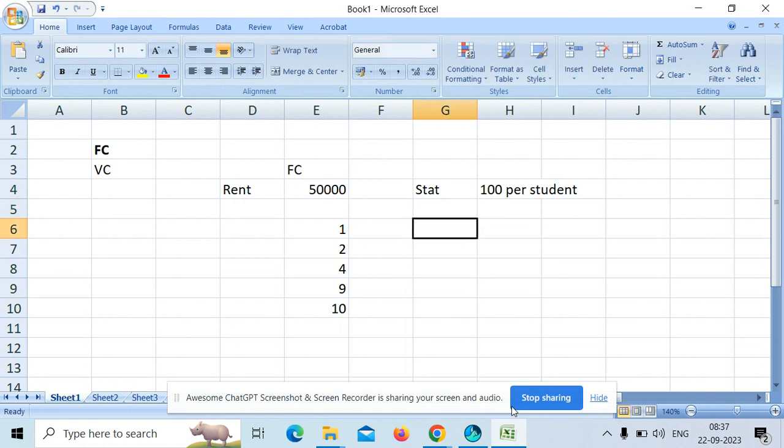So for one student it is 100 rupees, two students 2 into 100, four students 4 into 100, right? As and when my number of units increases, my cost also increases under variable cost. But under fixed cost, no. Cost remains as it is. There is no change in fixed cost. Fixed cost does not change with the number of units. Variable cost changes with the number of units.